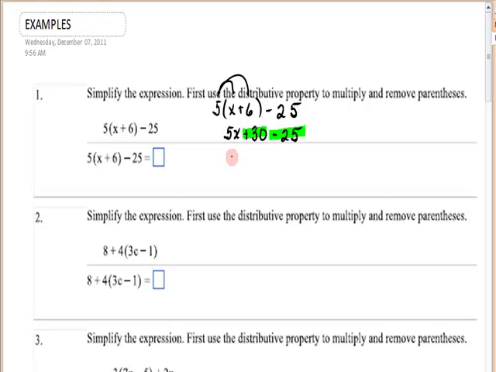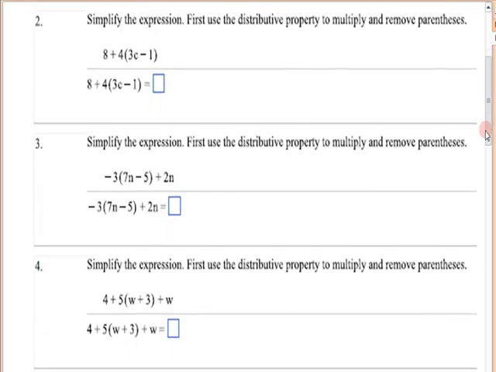So I'll keep the 5x. I have positive 30, negative 25, going to subtract for positive 5. And that's my simplified expression. That is much easier to work with. All right, let's look at another one.